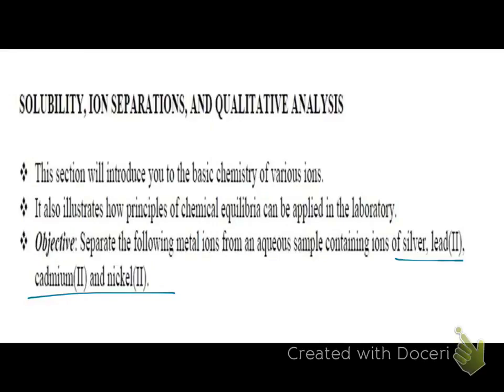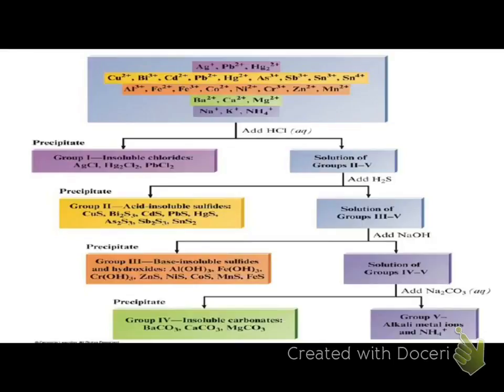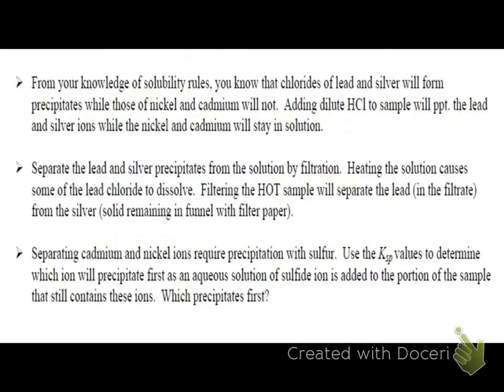Okay, so if we look at the chart here, it kind of shows you the things that will precipitate out. For instance, if we are adding HCl to this, we know it would separate lead and silver, and then it takes you through that process underneath there. So after that, we would say, okay, if we add HCl, we're going to precipitate out the lead and the silver, while the nickel and cadmium would stay in solution. And then we could separate the lead and silver precipitates by filtration.